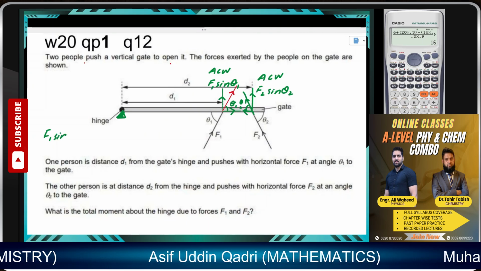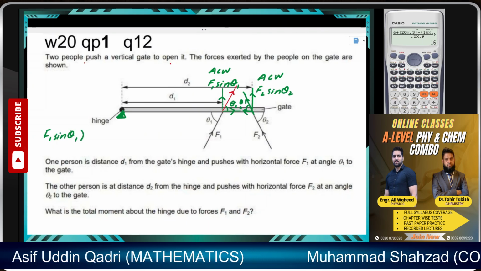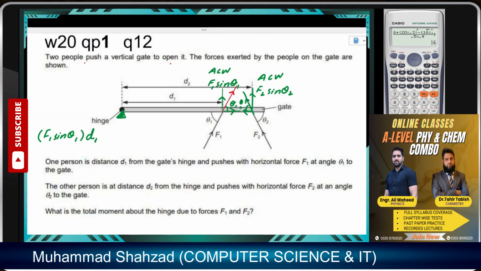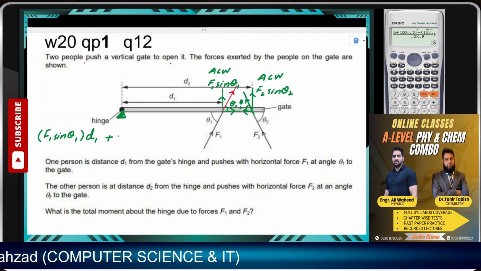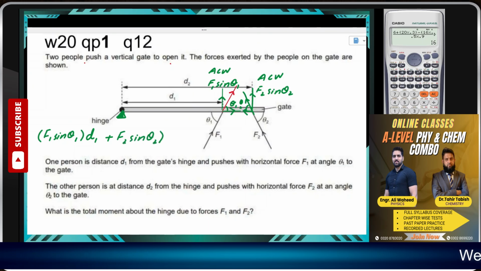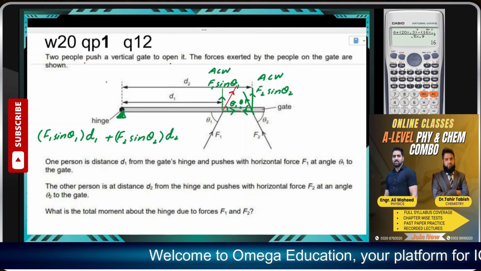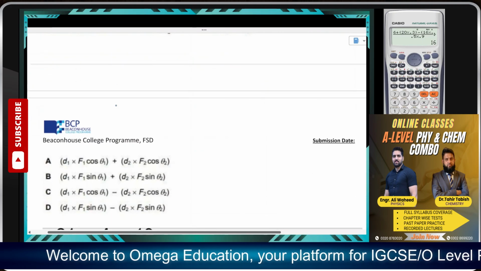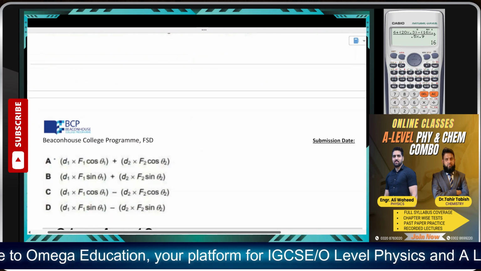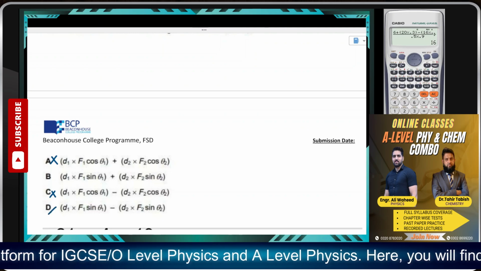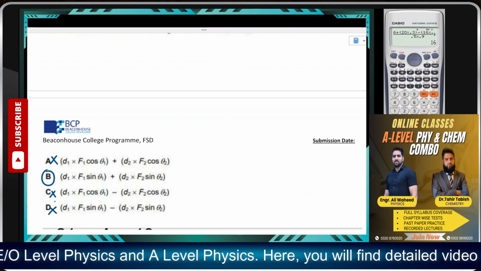F1 sine theta 1 times the distance d1 plus F2 sine theta 2 times the distance d2. So force F1 and d1 and sine theta. So let's check out the options. It's not cos theta first of all. The moments were not being subtracted. So B is the right answer.